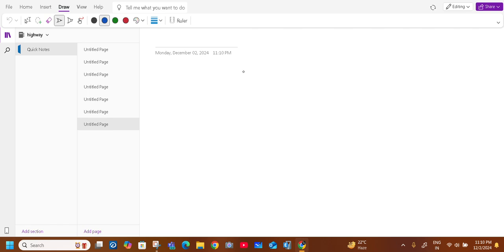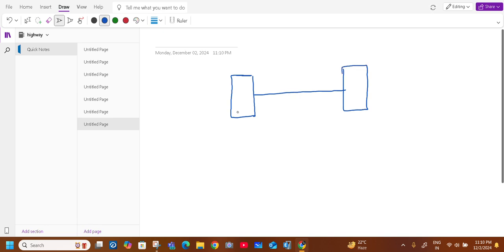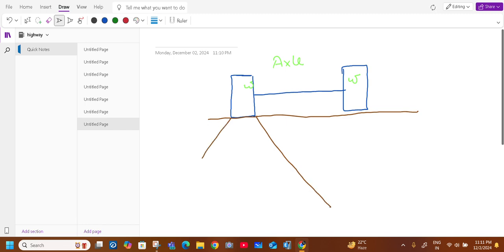Now come to the standard single axle wheel concept. Suppose this is a wheel and this is also a wheel, they are connected by an axle, these are the wheels, and this is the road surface. So how can we distribute the load to the road surface? In this way.